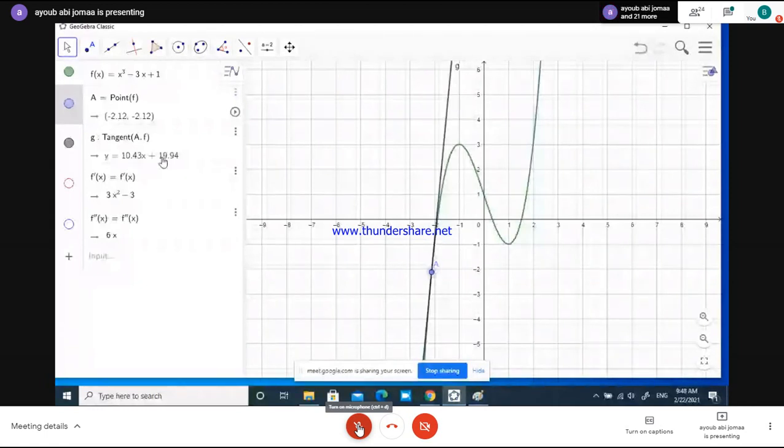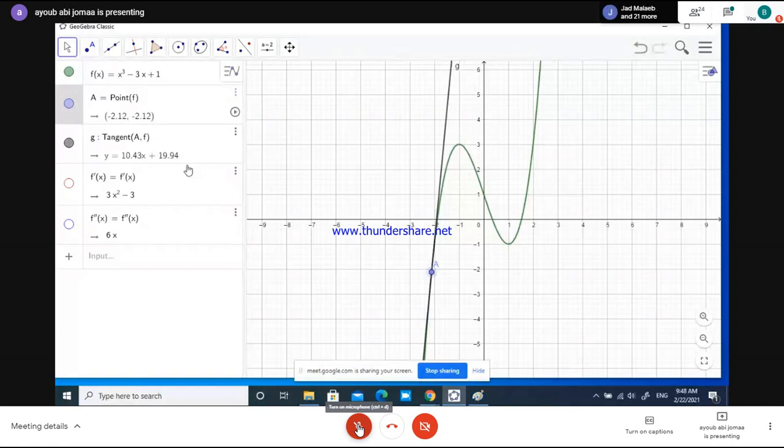10.43x plus 19.94. According to this program, the tangent line is given. It's 10.43x plus whatever. What is the slope? What is the slope of this tangent line using this equation? 10.43.